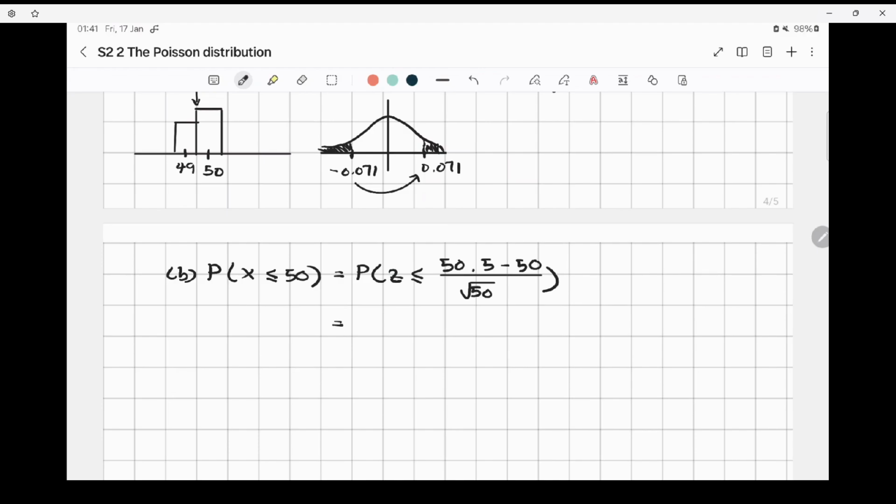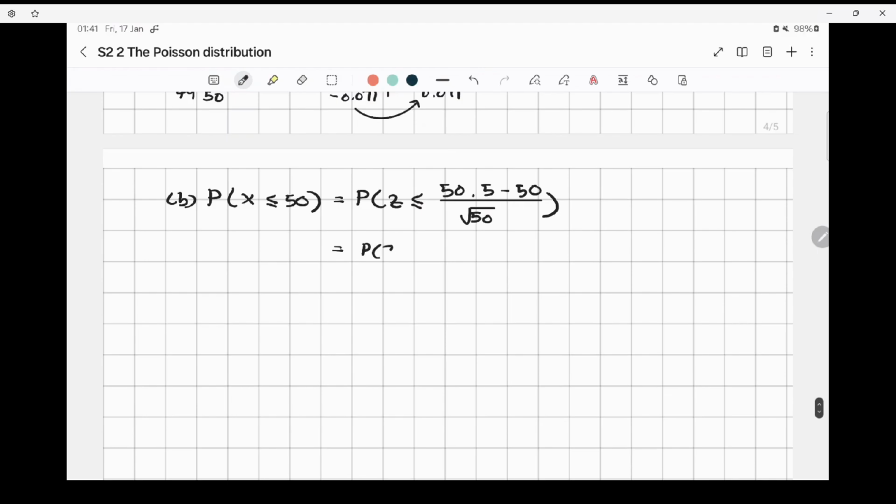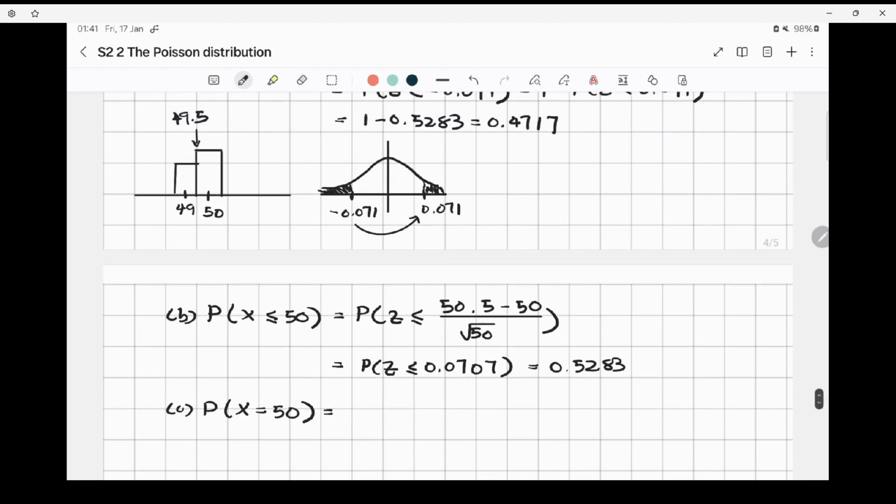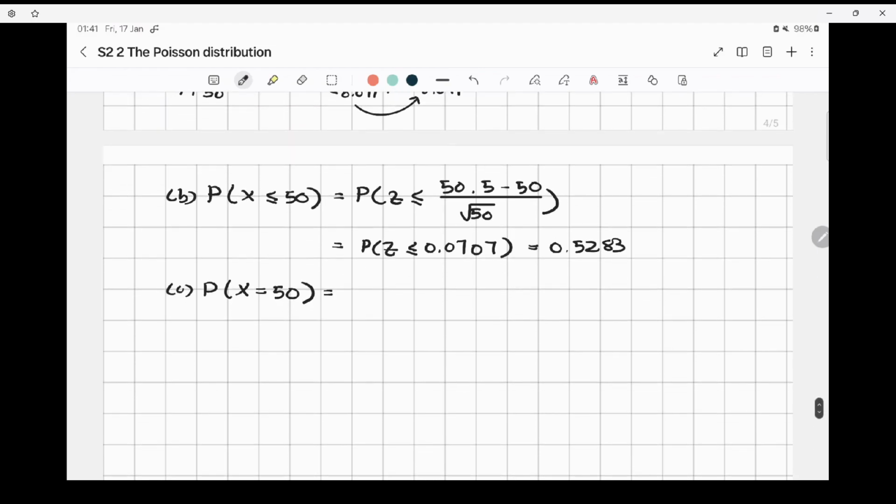So if you calculate all these, you would get P(Z ≤ 0.0707). So this is 0.5283. So if you look at P(X = 50), this is a bit tricky. P(X = 50), so you would take 49.5 and 50.5. So this particular number will be in between.